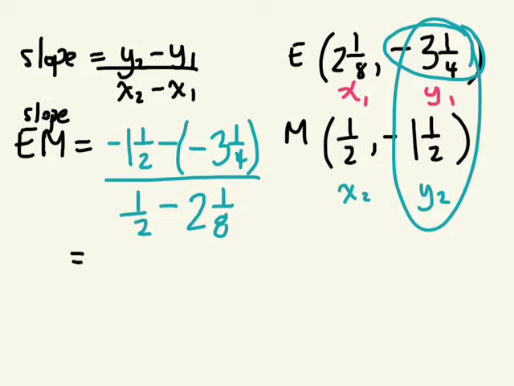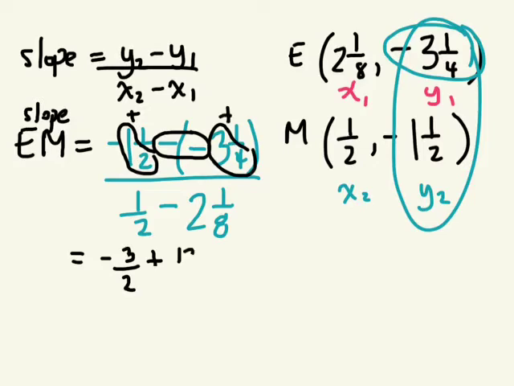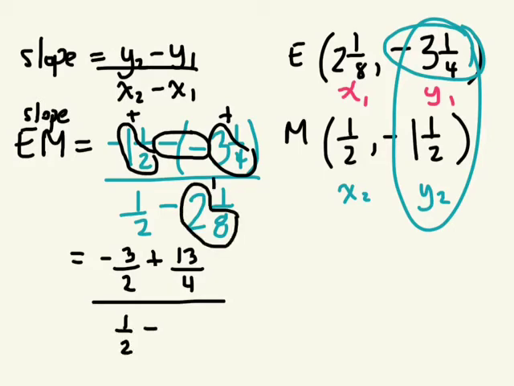How do you rewrite 1 1/2 as an improper fraction? 3 over 2. 1 times 2 is 2, plus 1. So it's negative 3 over 2 because it's a negative fraction. What do you do when you're subtracting a negative? 3 times 4 plus 1, 13 over 4, divided by 1/2 minus, what's 2 times 8, plus 1? 17 over 8.